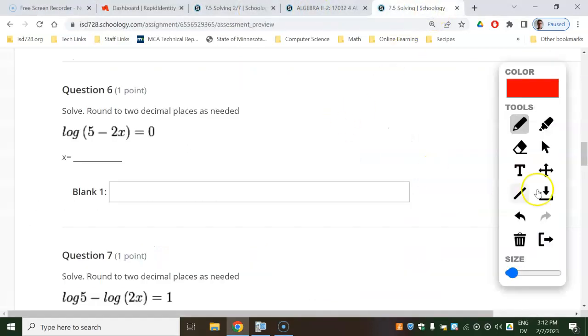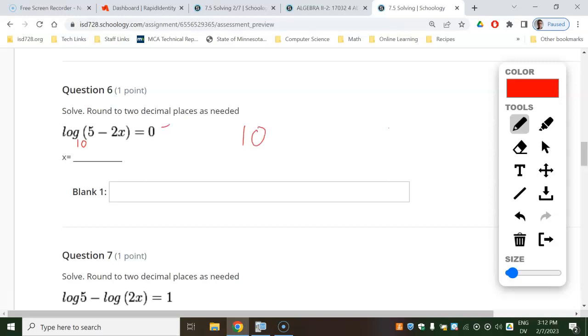Okay, this video is going to go over number 6 from lesson 7.5, just a solve question. We've already got it as a single log, so we don't need to do anything to isolate it. We just need to switch forms right away. All right, so the base here is invisible 10. So if we switch forms, we just have base 10.